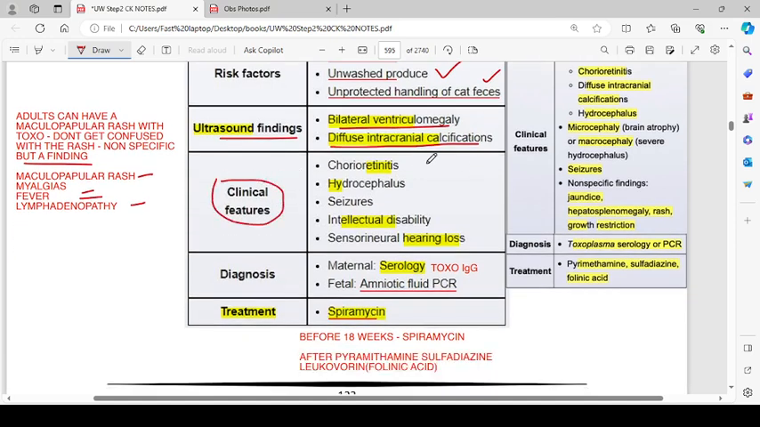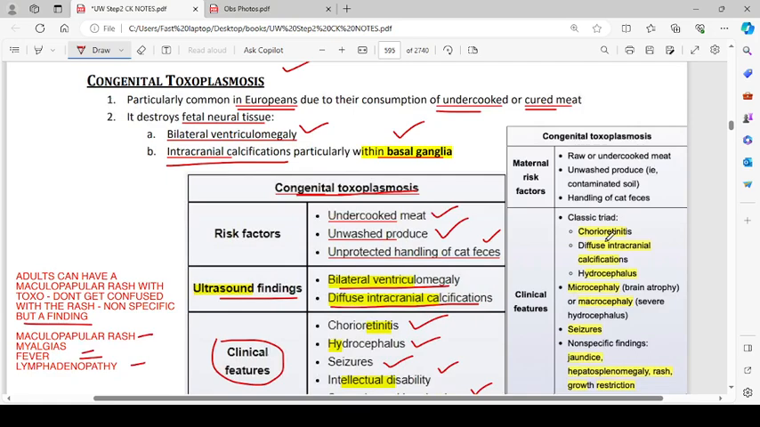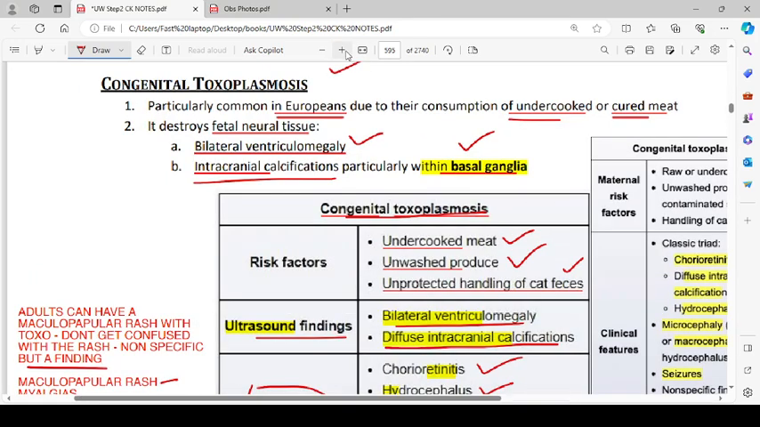Clinical features are chorioretinitis, hydrocephalus, seizures, intellectual disability, and sensorineural hearing loss. Diagnosis: maternal diagnosis is with serology for toxoplasmosis, immunoglobulin G, and fetal is amniotic fluid PCR. Treatment is with spiramycin. So this is another table for the same thing. I think it's a new table.